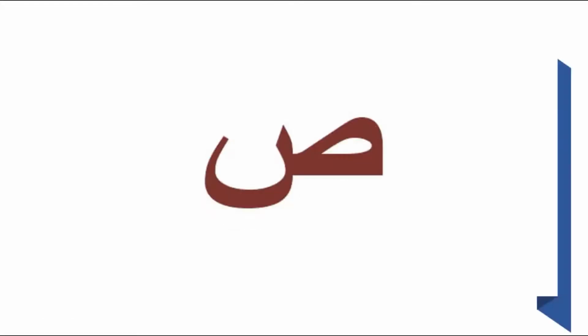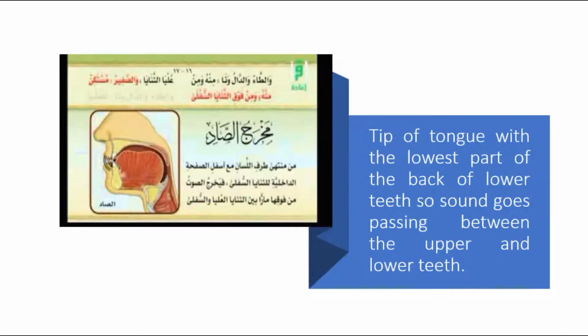What is the articulation point of Sad? If you say S, S, you will see that it comes from the tip of the tongue with the lowest part of the lower teeth. So the sound goes passing between the upper and the lower teeth, exactly like the Sin.